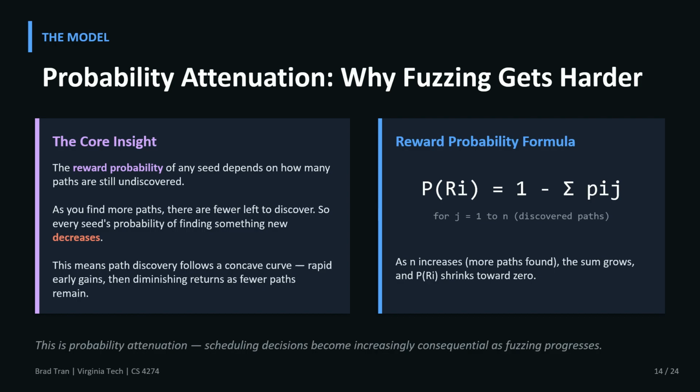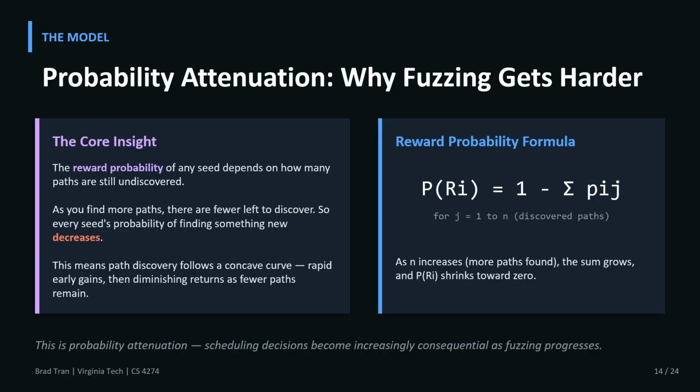Path discovery follows a concave curve. Early in the campaign, new paths are found rapidly. Over time, the rate of discovery slows significantly because the remaining undiscovered paths are harder to reach through random mutation. This diminishing returns pattern is exactly what probability attenuation describes.